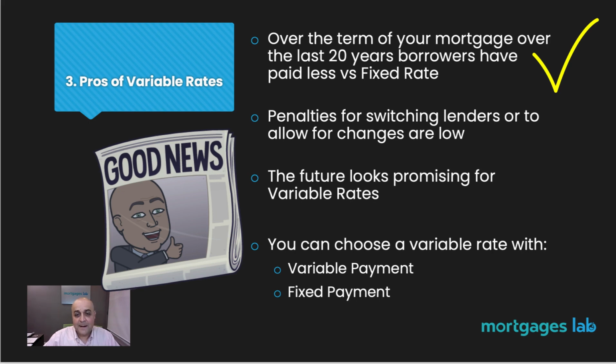Okay, now penalties for switching lenders or to allow for changes are low. So when you take a variable rate, if something happens in the future and you need to rearrange the mortgage, redo it, transfer it to another lender, sell your home, you will not be hit with a big penalty that is going to ruin your day or your year. Okay, so this is a very good, important decision when you're taking a variable rate. In my opinion, again, the future looks promising for variable rates.